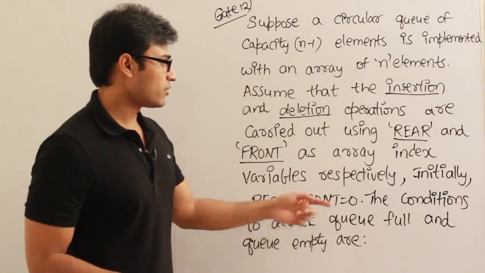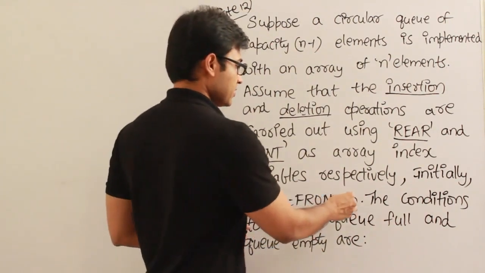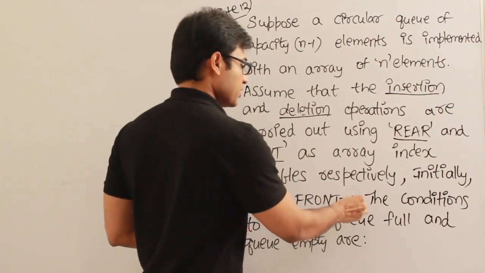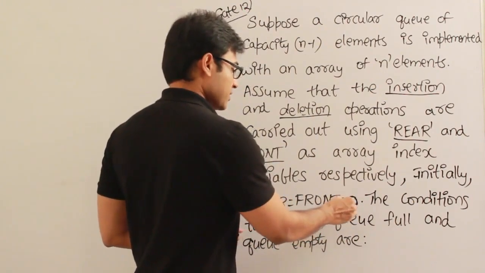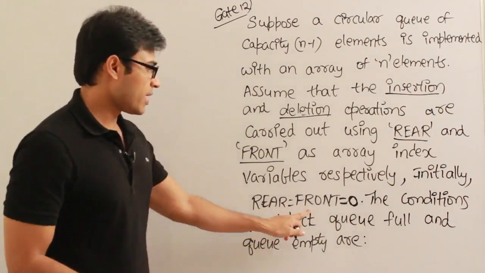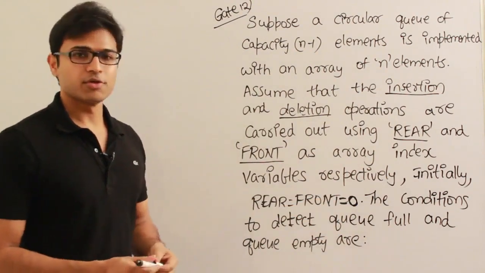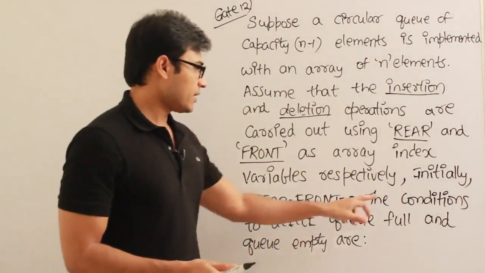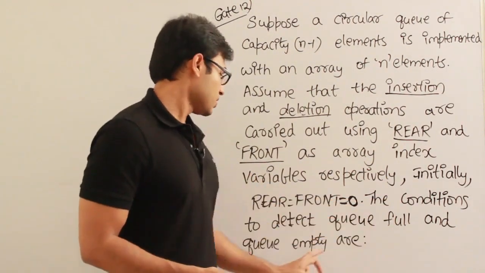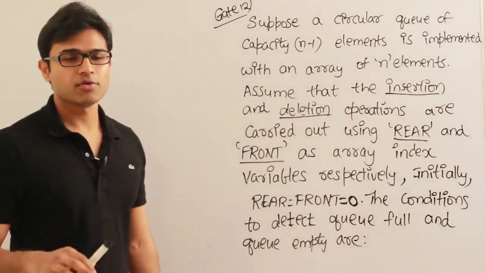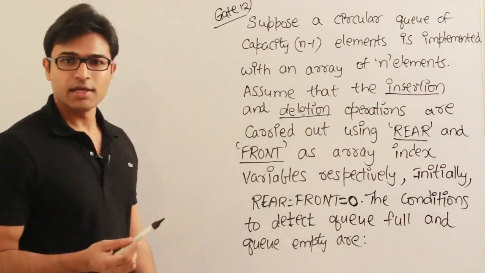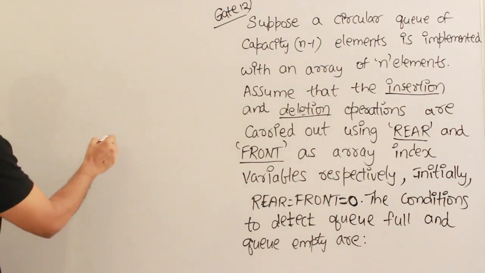Initially front equal to rear equal to 0, so they are initially starting out with an empty queue, and in order to mark the emptiness, front and rear both are equal. Then they are asking the conditions to detect whether the queue is full and whether the queue is empty. So how are you going to detect the queue is full and the queue is empty? So what are the conditions? I just told you, right?